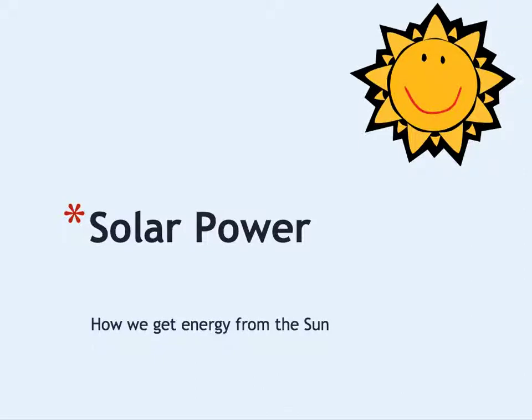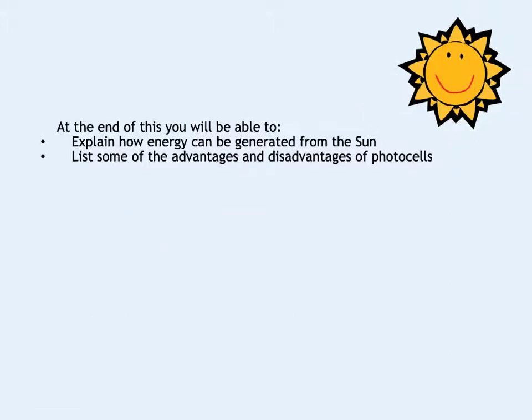This is the first revision session for the P2 unit, and in this revision session we'll be looking at how we get energy from the sun in terms of solar power. By the end of this session you should be able to explain how energy can be generated from the sun and some of the advantages and disadvantages of photocells.